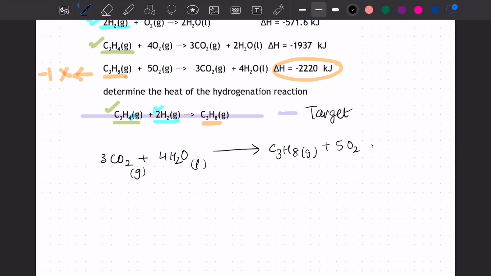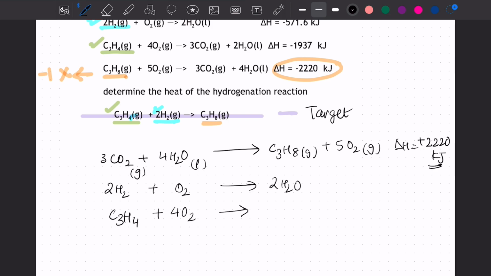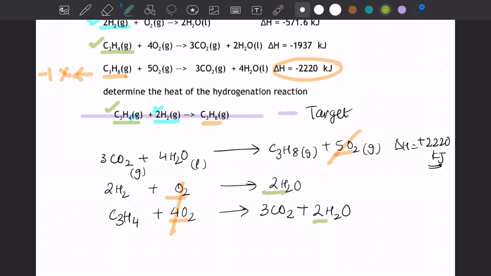Now let's see. Does this work out? It looks like to me that it is working out. So I'm just going to write my other equations as well. And now you see that we can cancel some things out. There is 4 plus 1, 5 oxygen on this side and 5 oxygen on this side, so we can cancel all of that. Let's look at water. There is 2 plus 2, 4 water here and 4 water on this side, so we can get rid of that. And carbon dioxide, there is 3 carbon dioxide on this side and 3 on this side. So we got rid of that.